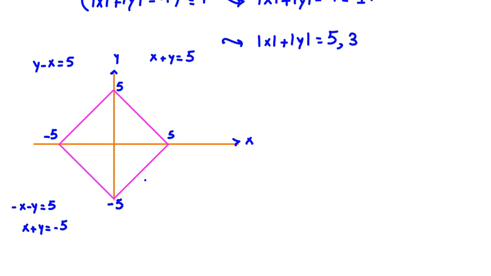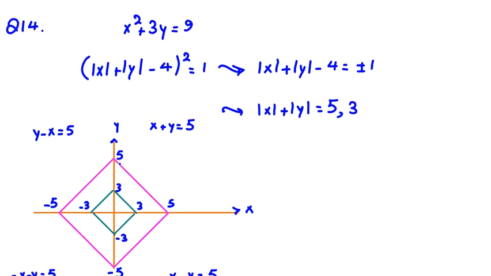Why? Because here, x is positive, y is negative. x minus y equal to 5. Okay. Now in the next part, I want to solve for 3. For 3, we have again the same thing, like this. We connect all 3 and negative 3's: 3, 3, negative 3, negative 3.